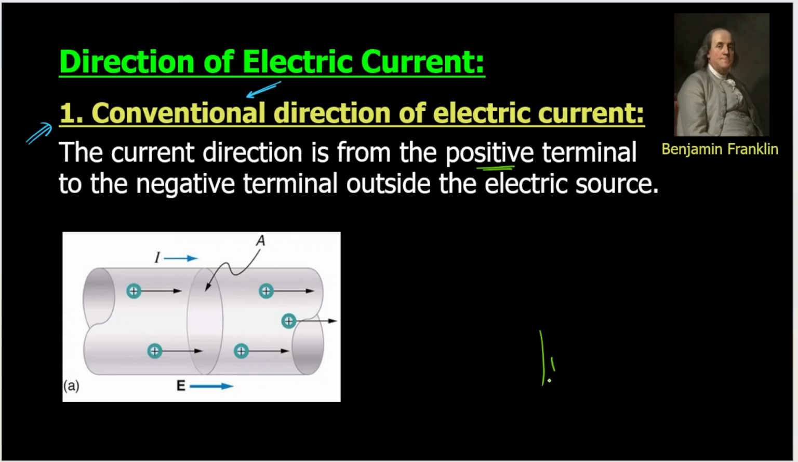This is the electric source, which is cell. Now we have a battery. So the current will move out of this source from the positive to the negative. But inside the source, it will flow from the negative to the positive. This is based on the assumption that we have a positive charge that flow through the conductor, which we discover later this is not correct.